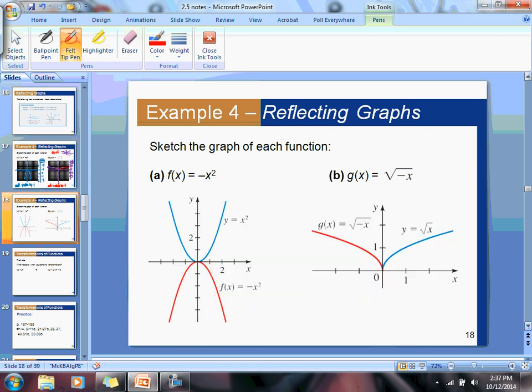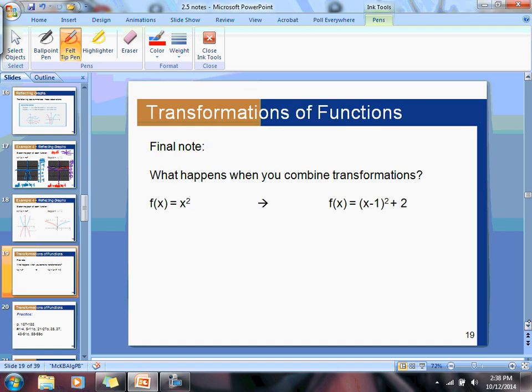Okay, and there's the nicer book graphs, in case mine weren't neat enough for you. But here again, you can see reflection across the x-axis and then reflection across the y-axis. So, one last concept before we end today's notes. What happens if you combine some of these transformations together into one problem?